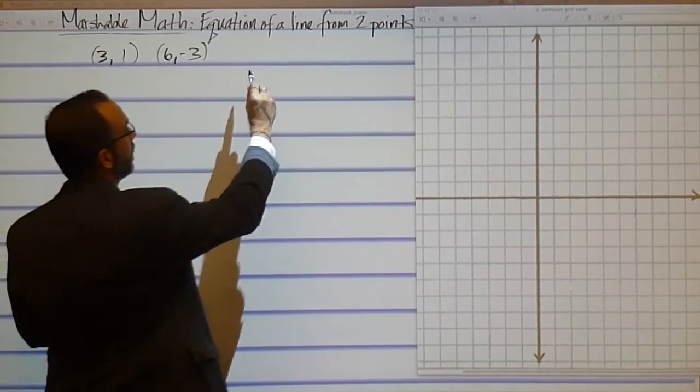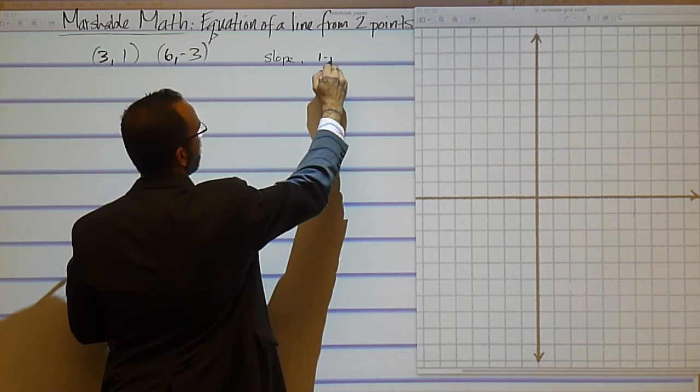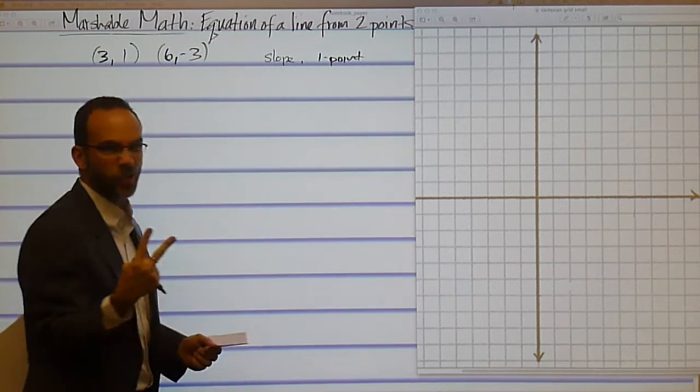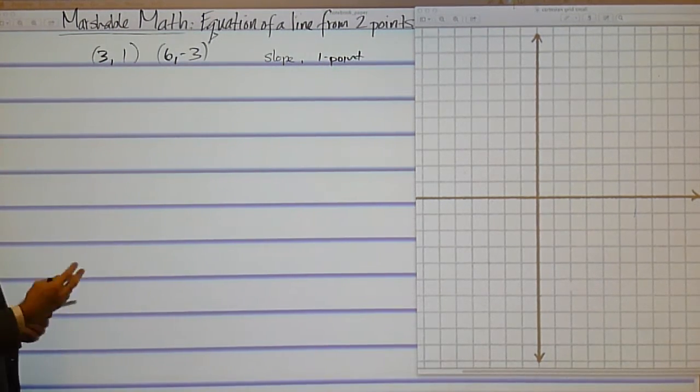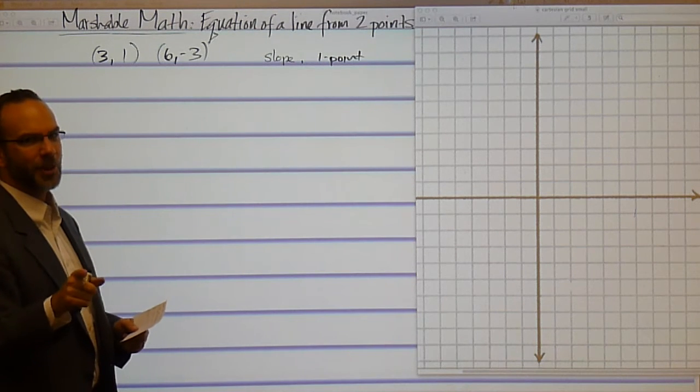We need slope, and we need one solution point. We've got 2 actually. So let's find the slope. Not hard to do. I'm going to show you a little trick though. Maybe I've shown you this, maybe I haven't.